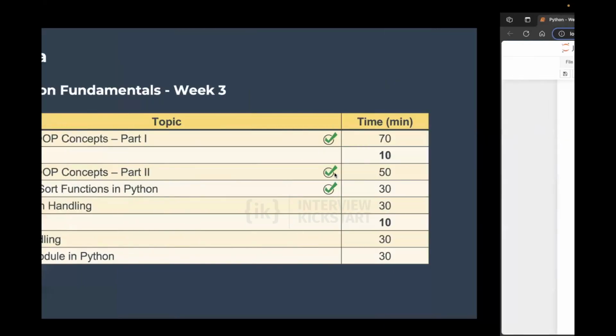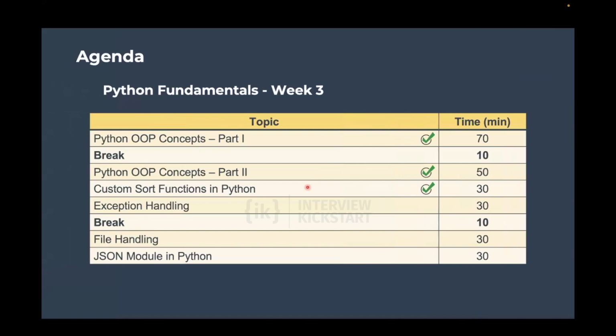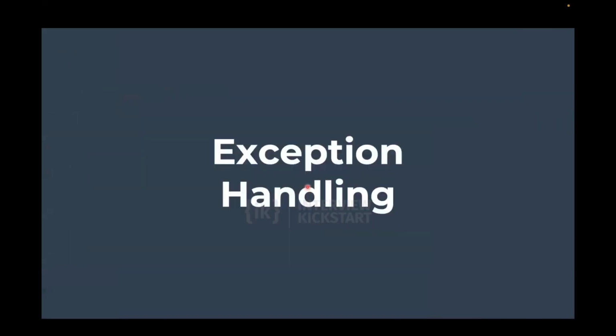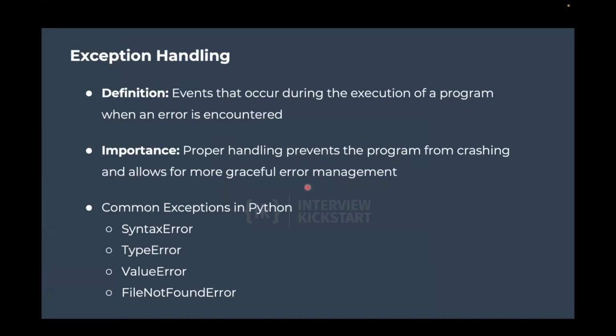All right, so if there are no questions, let me now show you how you can handle exceptions in Python. Exception handling is basically how to handle errors. Sometimes you're expecting errors and you don't want them to crash the code. Exception handling is a proper way to prevent the code from crashing and allow more graceful management of the errors.